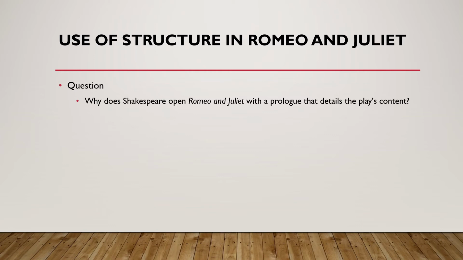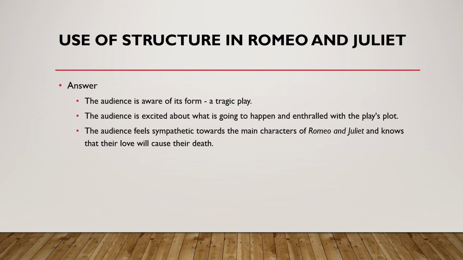Okay, so hopefully you were able to think of a couple of reasons why somebody might outline what's going to happen in a play before you've actually seen it, or what's going to happen in a story before you've actually seen it. So what we need to know then is that Shakespeare wanted the audience to be aware that this was a tragic play. He wanted the audience to have that anticipation of this big final event, what's going to lead to this becoming a tragedy.